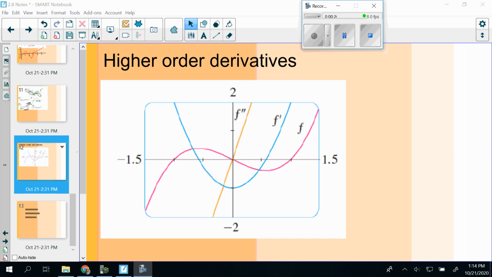So if you have one of these problems where they're showing you a function here, and a derivative of it and a second derivative, you should be able to pick out which one's the original function, which one's the first derivative, second derivative, even without these being here to tell you. You should be able to find out which one's which.